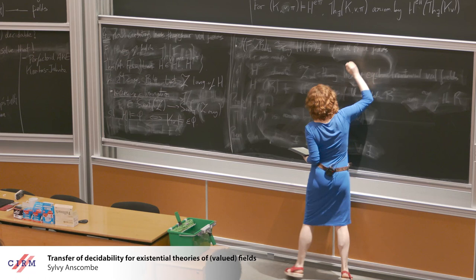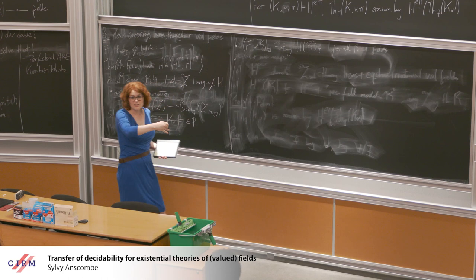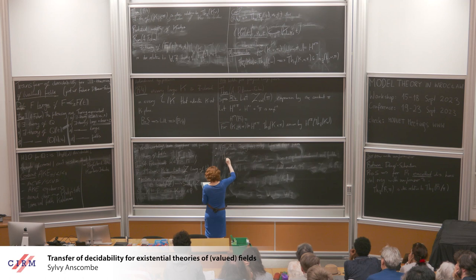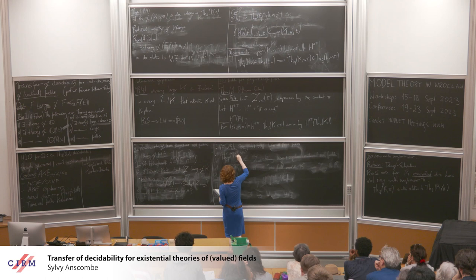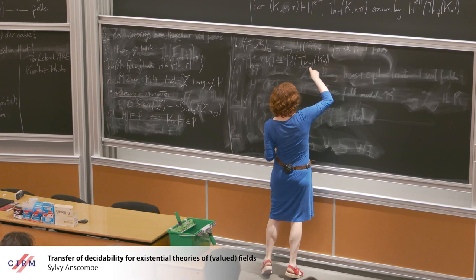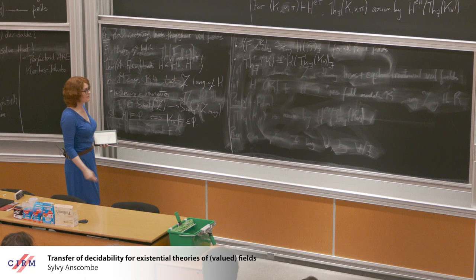So this is a kind of uniform across incomplete residue theories version of the previous decidability transfer results. And in particular, the existential theory of any one of these models is exactly the existential consequences of H with the existential consequences of the theory of KV on the residue field. That's again for any curly K model.